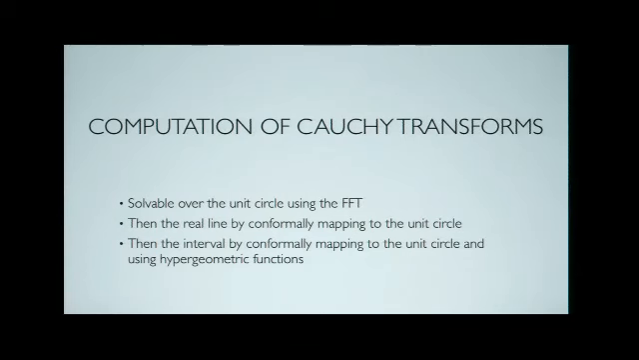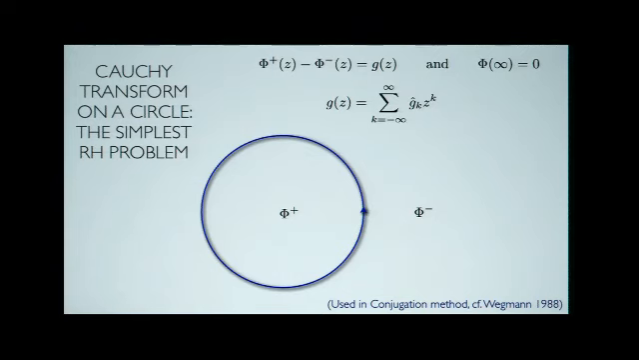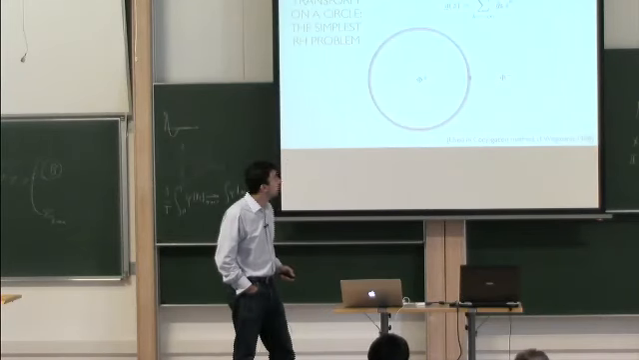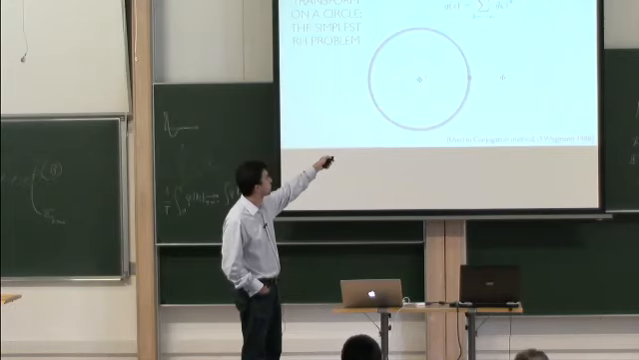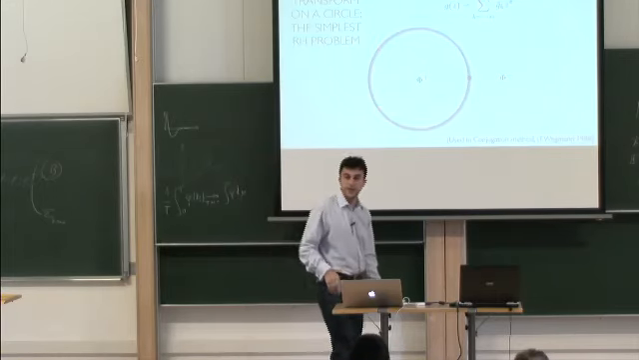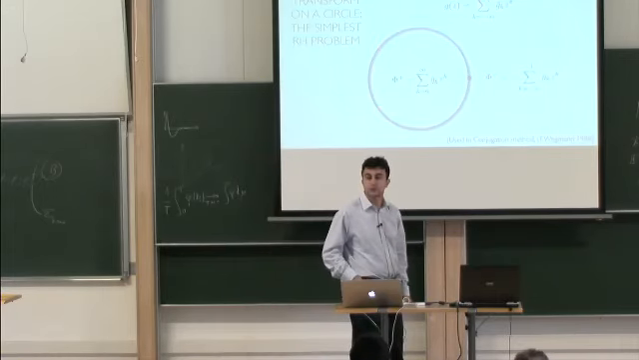So I'll start with the case of how, let's say instead of a unit interval, we had a circle. How could we compute the Cauchy transform? So we're going to use the definition that the limit from the left minus the limit from the right equals some function g, and then we want it to vanish at infinity. And so we assume g is smooth. It has a representation as a Laurent series, and the answer is fairly straightforward.